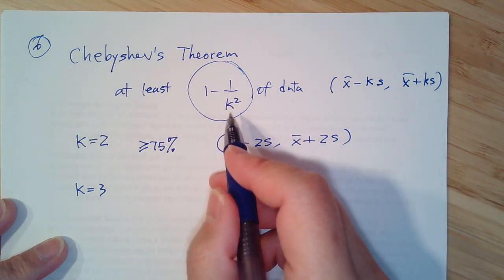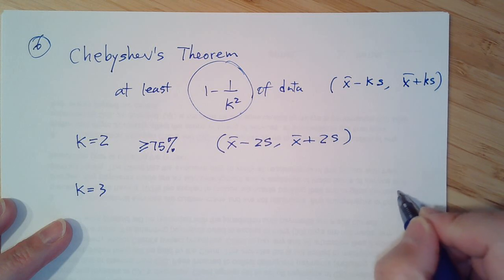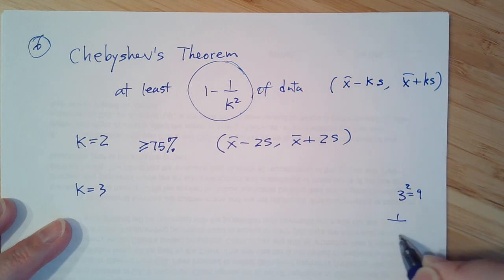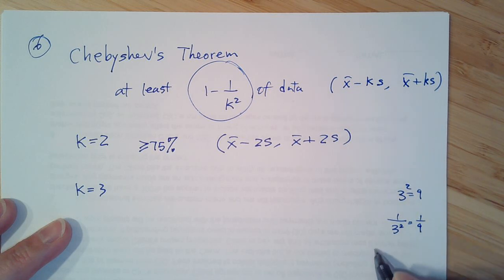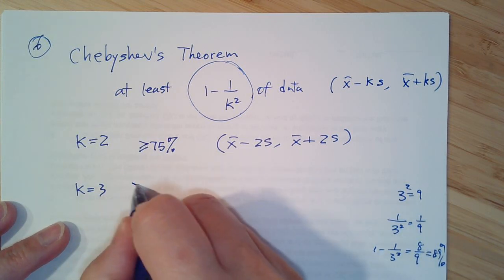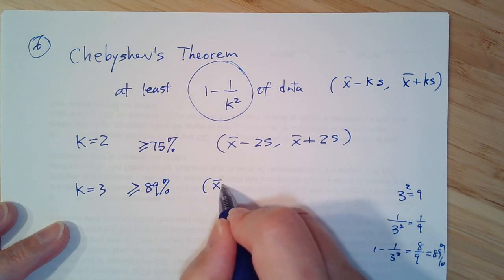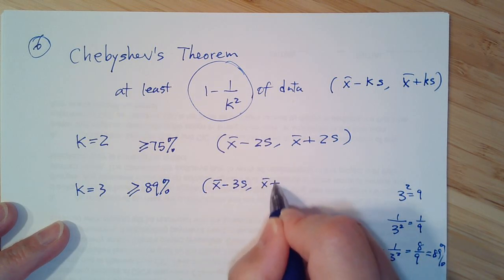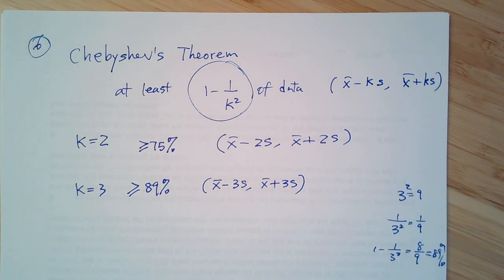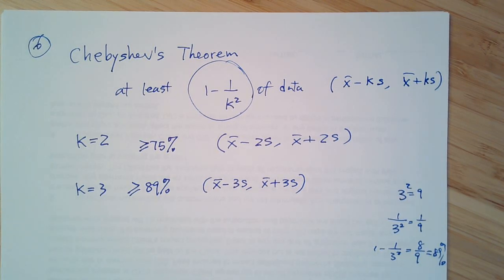And when k equals 3, 3 squared is 9, and 1 over 3 squared is 1/9, and 1 minus 1/9 is 8/9, which is 88.9%. I just say 89% because I barely have space. So I would say at least 89% of the data are in this interval, x bar minus 3s and x bar plus 3s. Of course, as a mathematician, they can go ahead and try to prove it, but we don't really ask you to prove it. So you're going to be okay with this. Just remember this formula for Chebyshev's theorem.